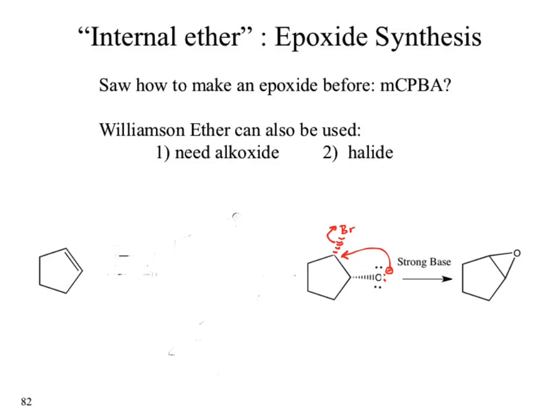Why? It's attacking from the same side that bromine is. It's an orbital argument. The bromine is leaving on the same side that the nucleophile is attacking. That's not allowed to happen. It has to be a backside attack to allow this reaction to occur. We have to have one wedged and one dashed. This does not form the epoxide.